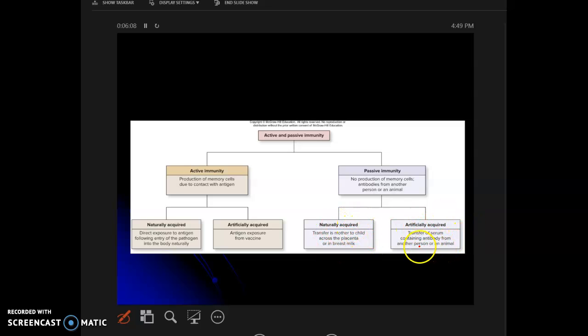Artificially acquired is when you transfer the serum containing the antibodies from one person to another, or from an animal. Often a rabbit is injected with the antigen, and then the plasma is collected, the serum is collected, and the antibodies are collected from the plasma, stored, and then artificially provided. Okay.